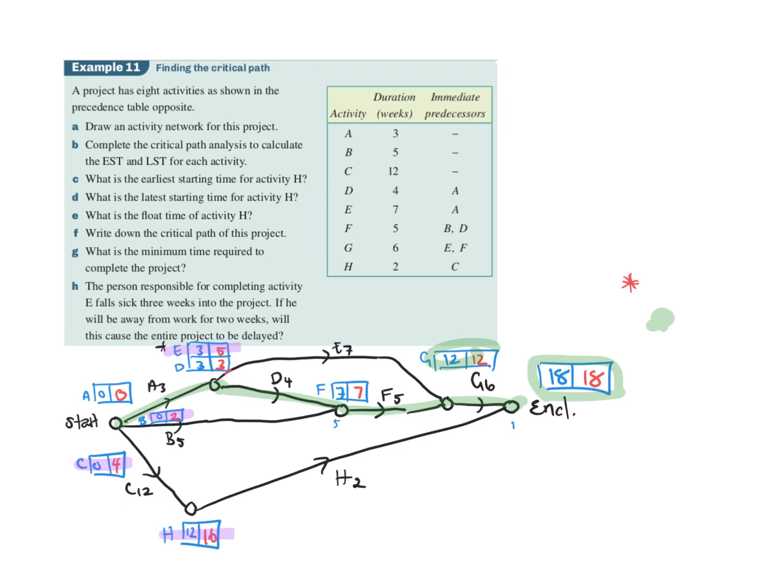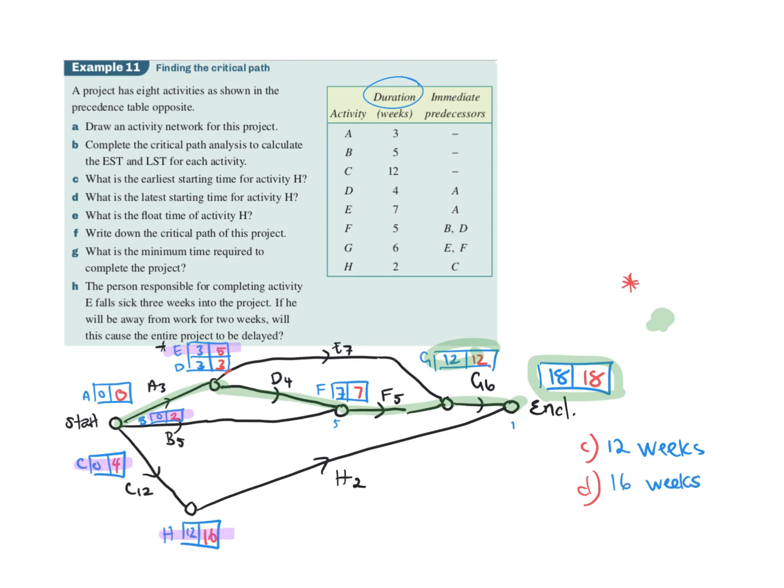Okay, so we've drawn the activity, we've done complete the critical analysis to calculate the earliest and latest starting time for each activity. We've done that. So I'm just answering the questions over here. It says C, what is the earliest starting time for H? So remember, that's the blue. So this was talking about weeks, so we'd say 12 weeks. How do I know it's weeks? Up in the table, they said duration, they're talking about weeks, yeah? If we look at D, it says what is the latest starting time for H? So that's the red number. So what's that one? 16 weeks, good.